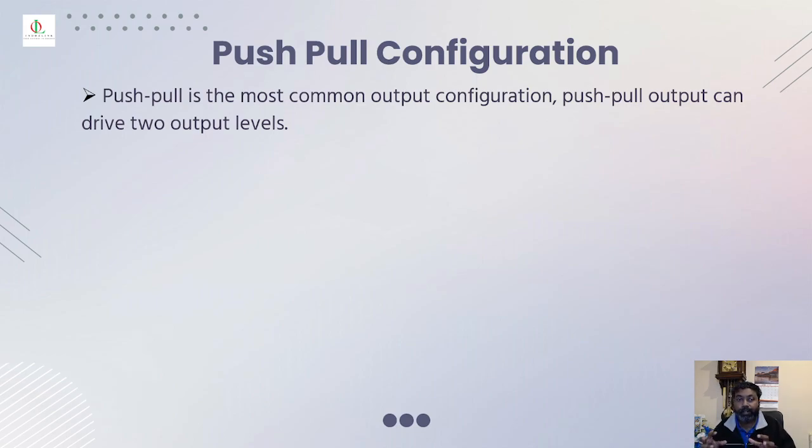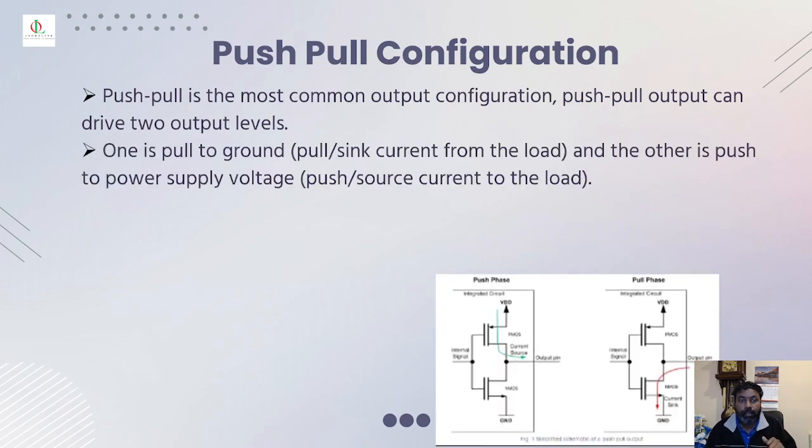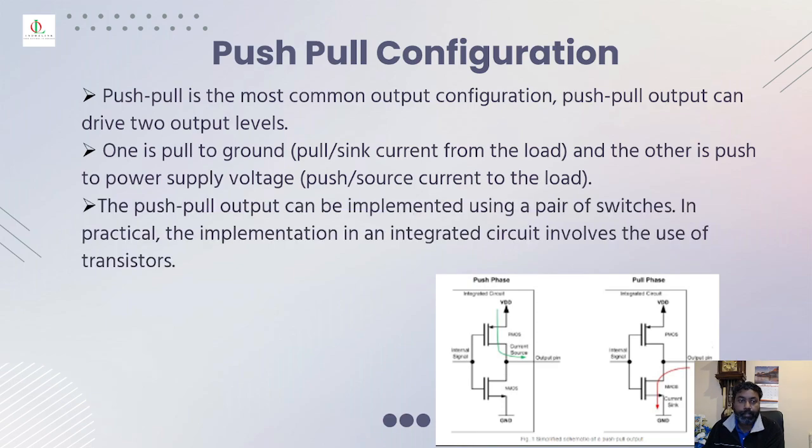Push-pull output can drive two output levels. What are they? One is pull to ground, that is pull or sink current from the load, and the other is push to power supply voltage, push or source current to the load. So it has two phases in push-pull: there is a push phase and there is a pull phase.